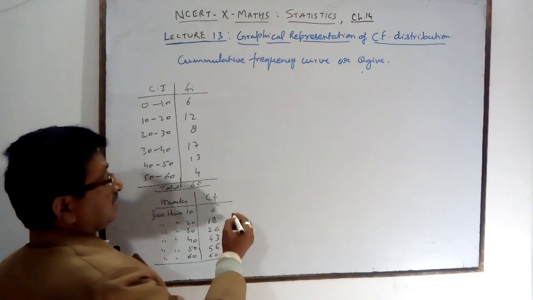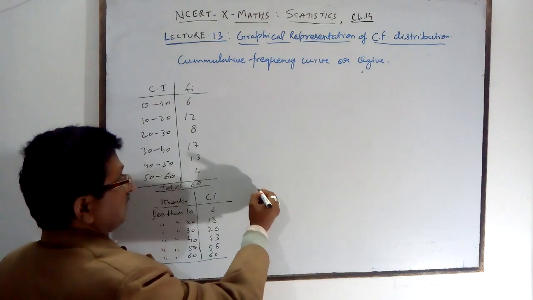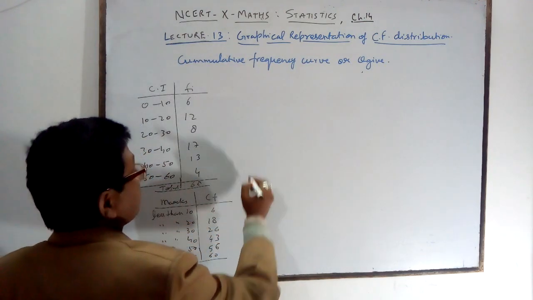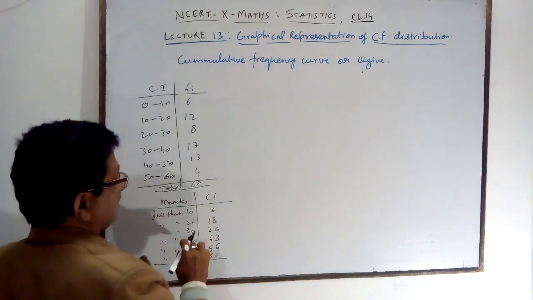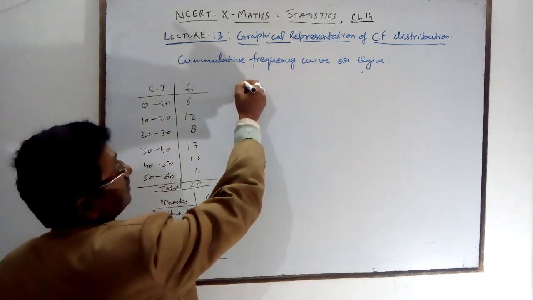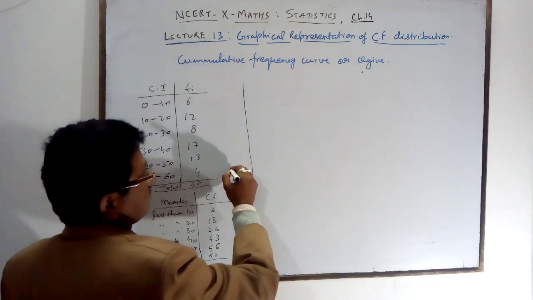You can use the more than type table also. You can get it and draw. First we'll draw the less than type. Less than upper limits are used. Then you will get this.